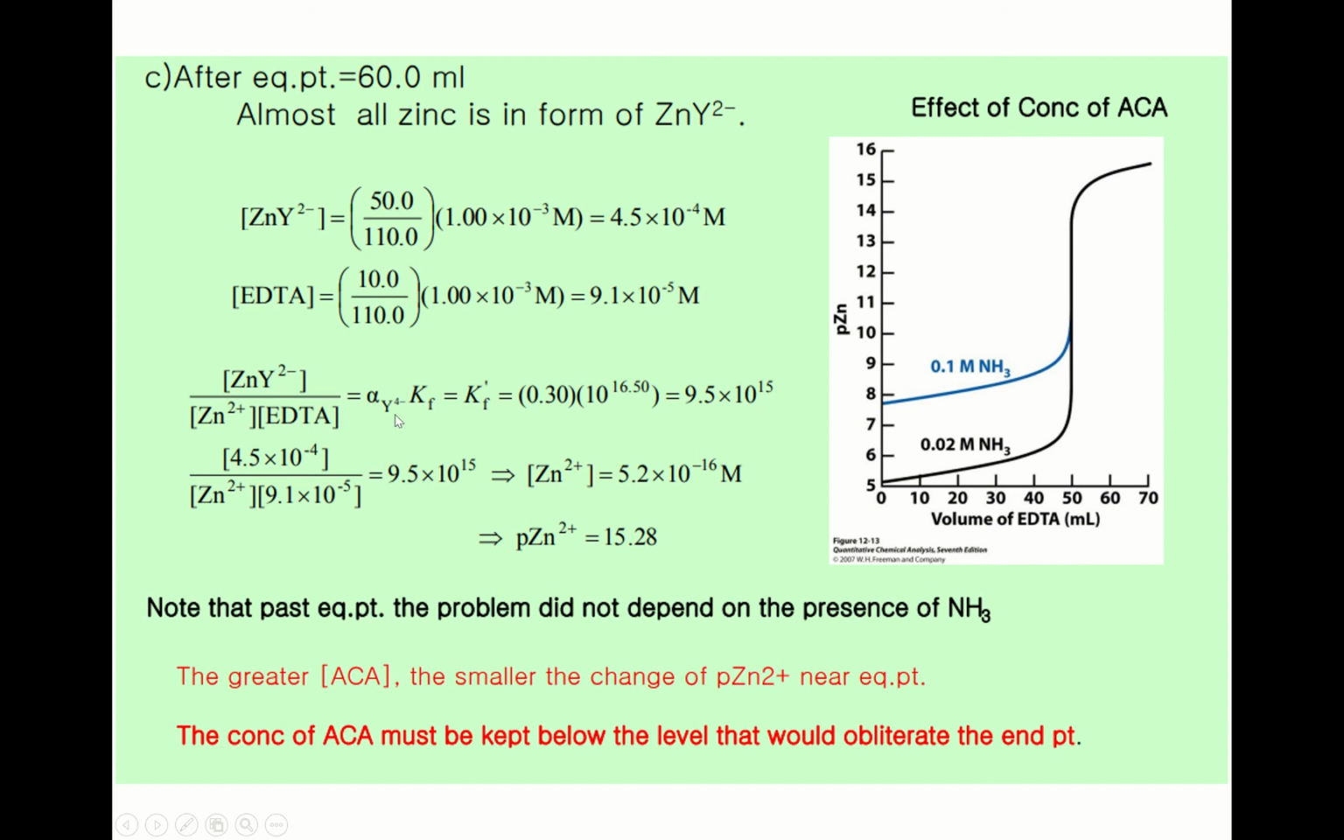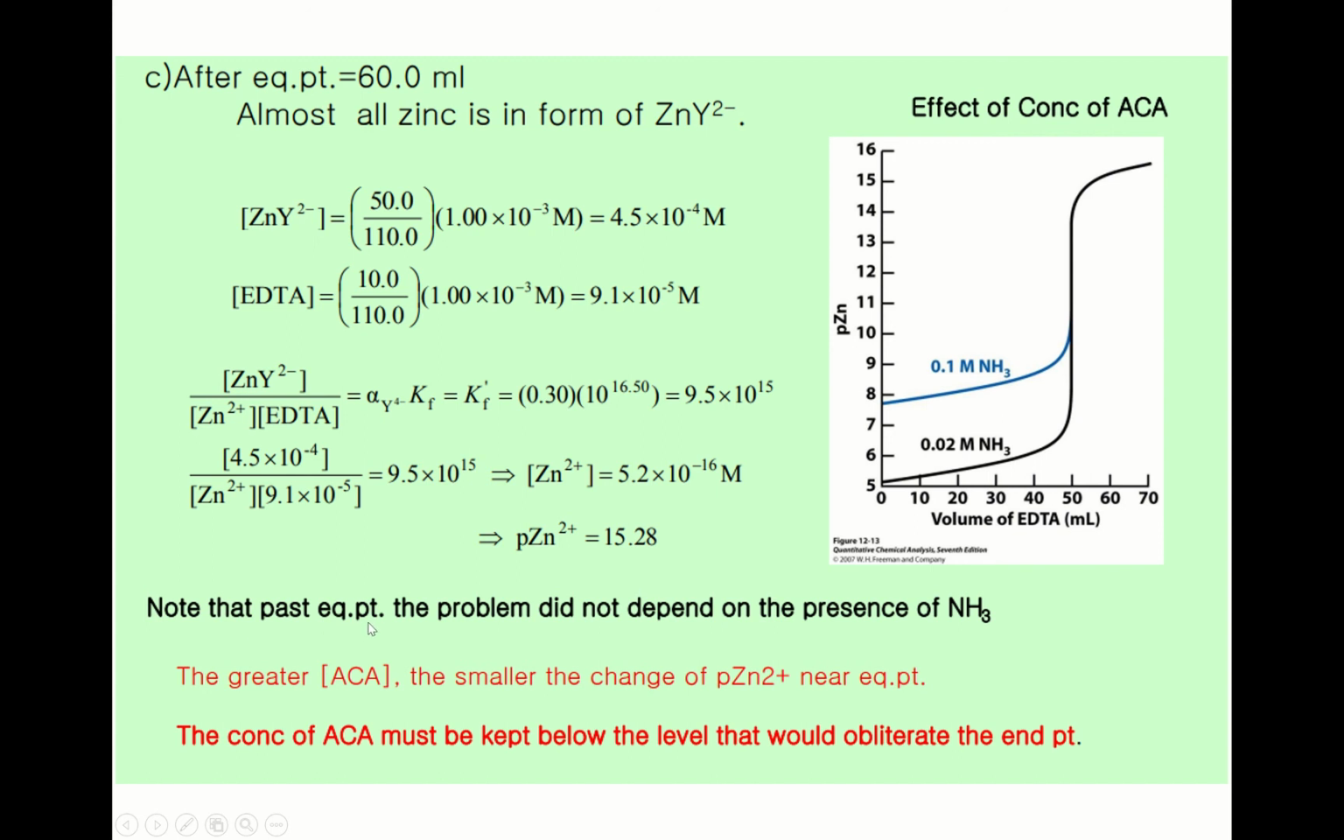Okay, this is the conditional formation constant, and this value is 9.5 times 10 to the 15, and we already obtained the zinc EDTA complex concentration, and also the total free EDTA concentration here. And here the zinc ion concentration is calculated to be this value, very small, and the pZn value is 15.28, right?